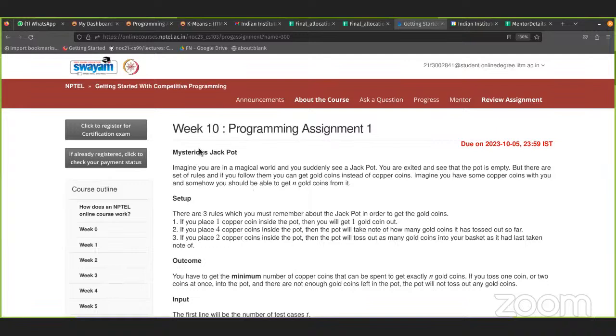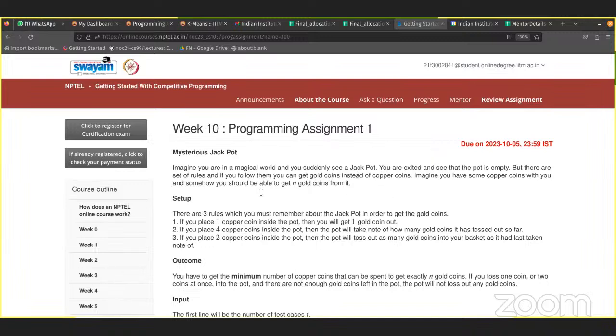So let me start the explanation. The week 10 programming assignment says that imagine you're in a magical world and you suddenly see a jackpot. You're excited and see that the pot is empty, but there is a set of rules, and if you follow them, you can get gold coins instead of copper coins. So this is the problem statement.